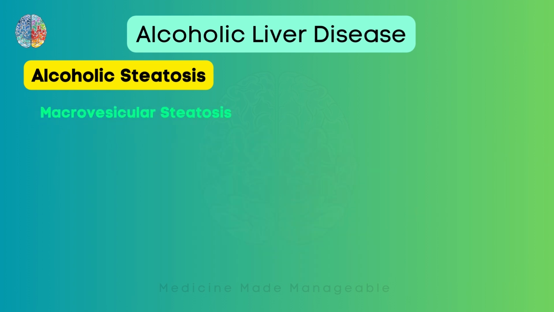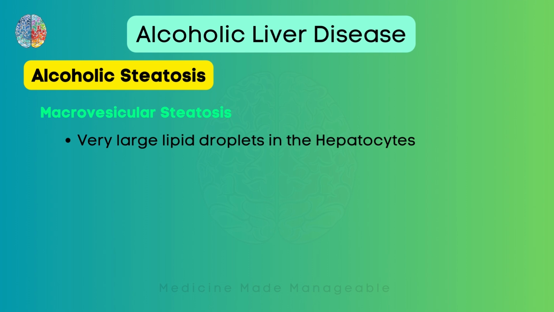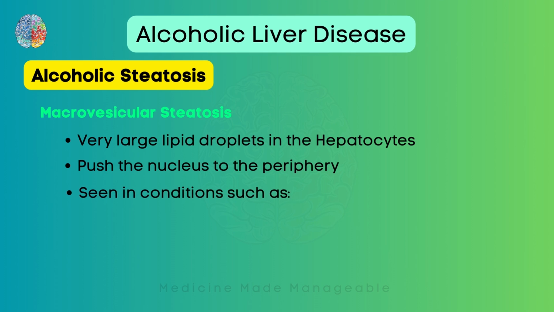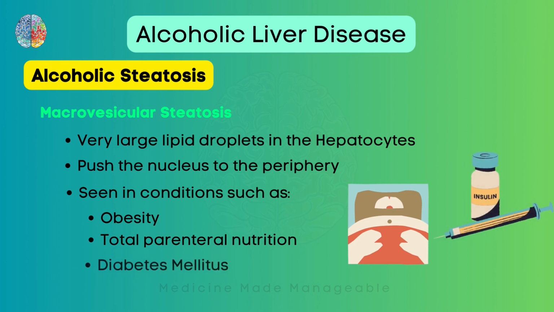Next, talking about macrovesicular steatosis. As macro is in the name, here there are going to be very large lipid droplets. They are going to be so big that they can even push the nucleus to the periphery. This can also be seen in other conditions such as obesity, total parenteral nutrition, and diabetes mellitus.